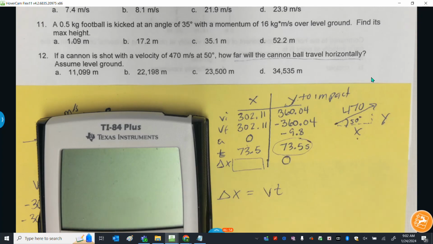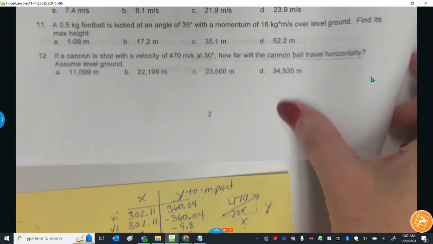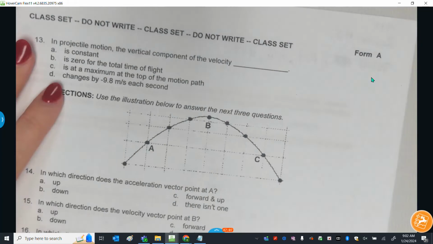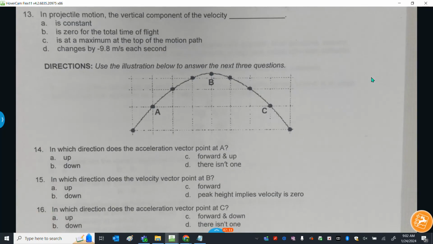All right, so again, does anybody have a question about number 12? Okay. Let's go ahead and turn the page and look at number 13. Number 13 says, in projectile motion, the vertical component of the velocity. And when we talk about vertical component of the velocity with a projectile, we will have vertical acceleration because we have a vertical force. We have gravity acting on this. And so we're not going to say velocity is constant because I know it's not.